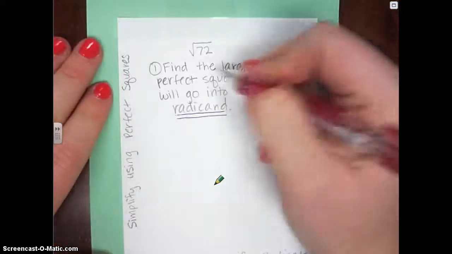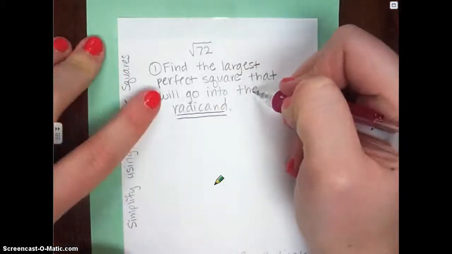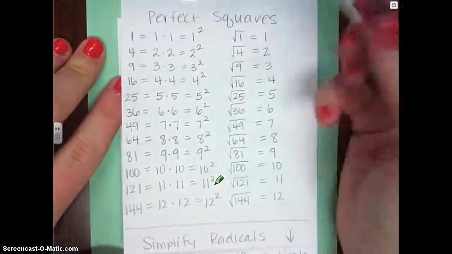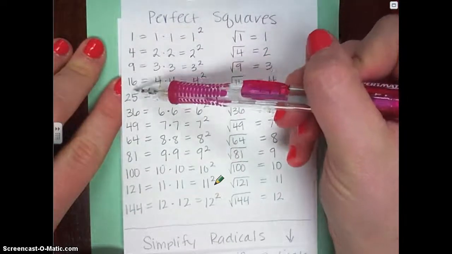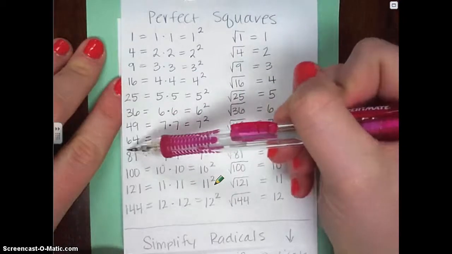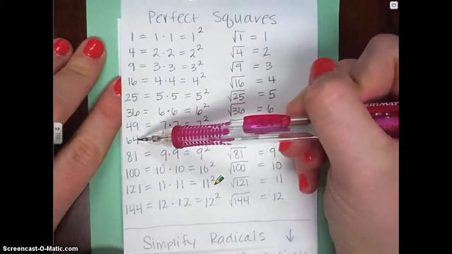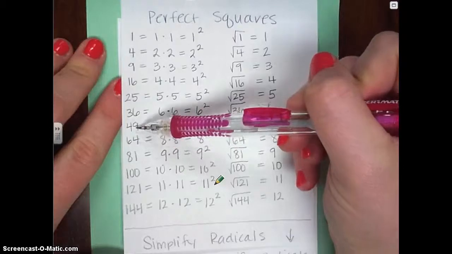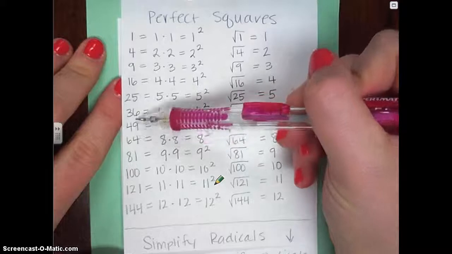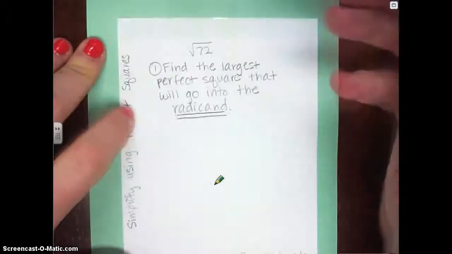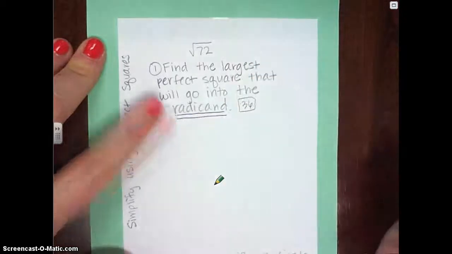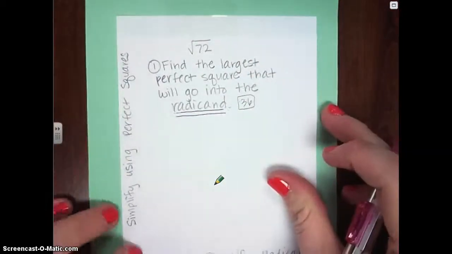So this one says find the largest perfect square that will go into the radicand. So you look at your perfect square list that we made here, and I want to look and see which one of these is the biggest number that goes into 72. Now obviously when I get here, 81 and up will not go in. So then you test these numbers. 72 divided by 64, 72 divided by 49, 72 divided by 36. Okay, so you're looking for the biggest one, which it will be 36. Okay, so let's write here 36. Okay, 36 is the largest perfect square that will go into the radicand.